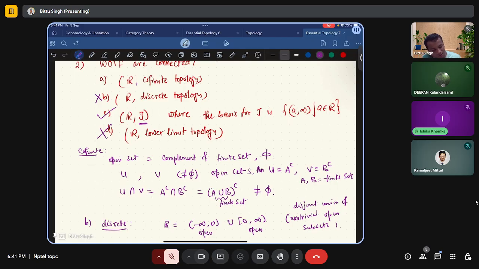Therefore, it is clear that with respect to cofinite topology, this is connected. You cannot break R. R cannot be written as U disjoint V. If we assume this condition, those are non-empty sets. You cannot write R as disjoint union of U comma V, because any two non-trivial open sets must intersect. Okay, so this is the problem. Therefore, it is not connected.